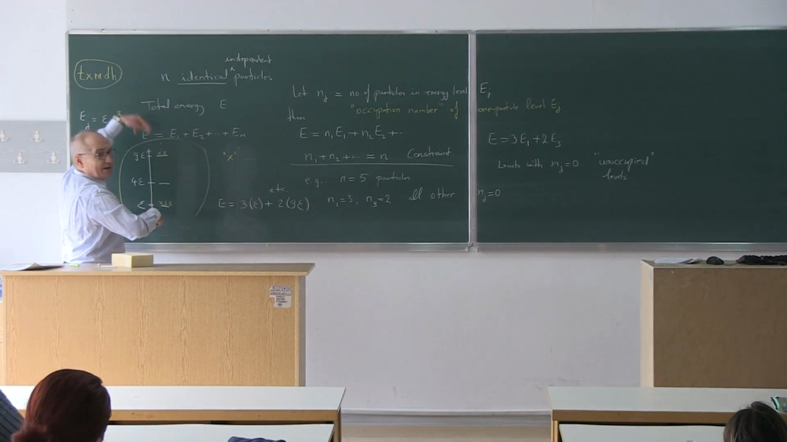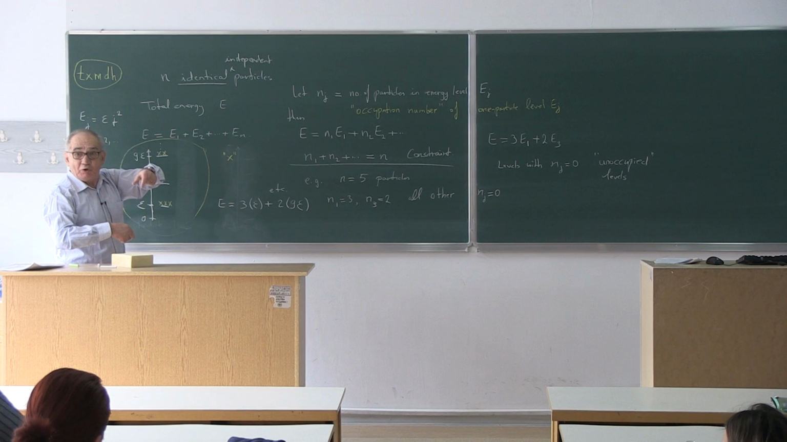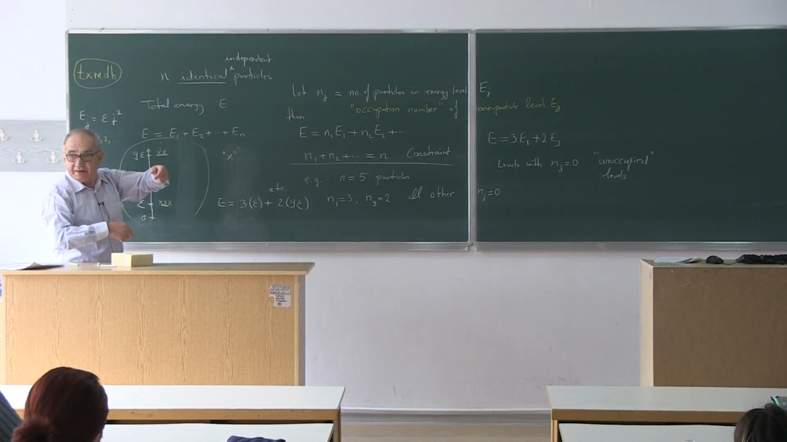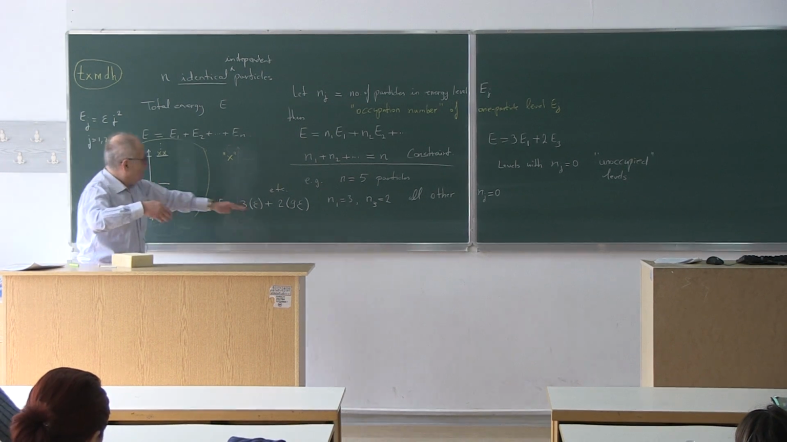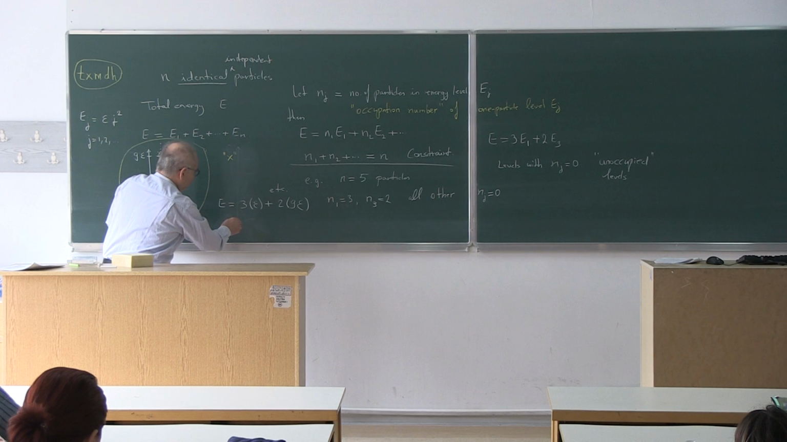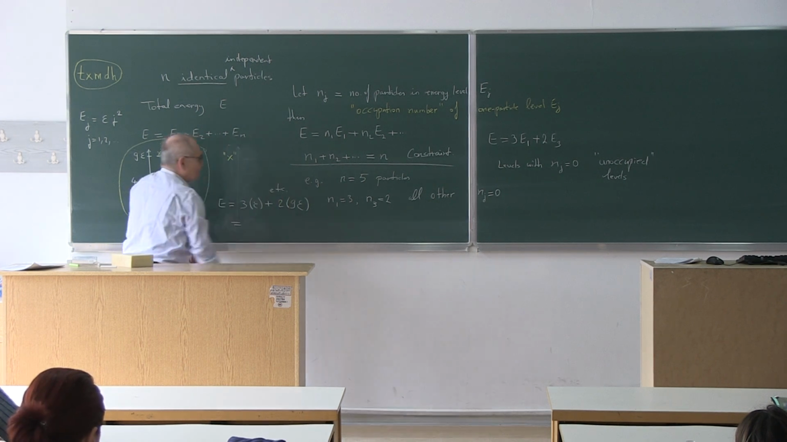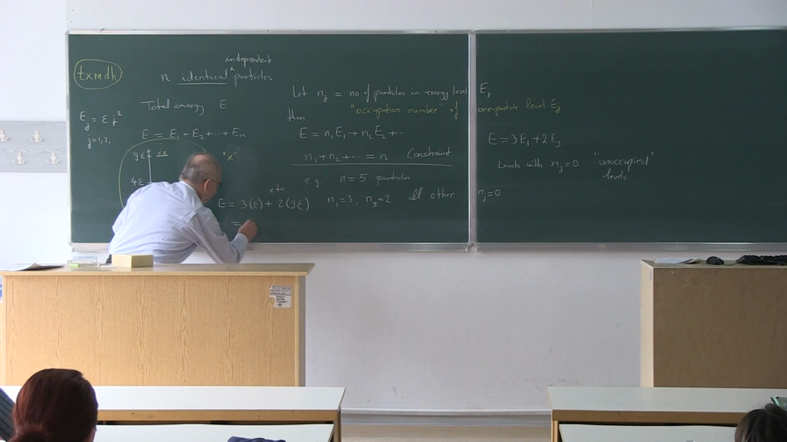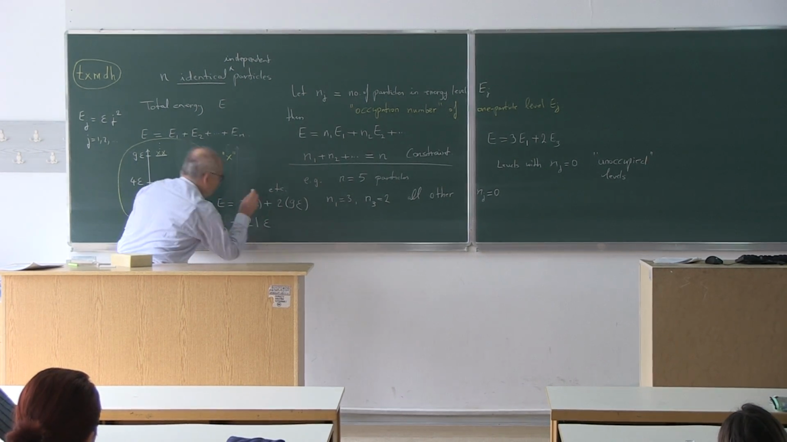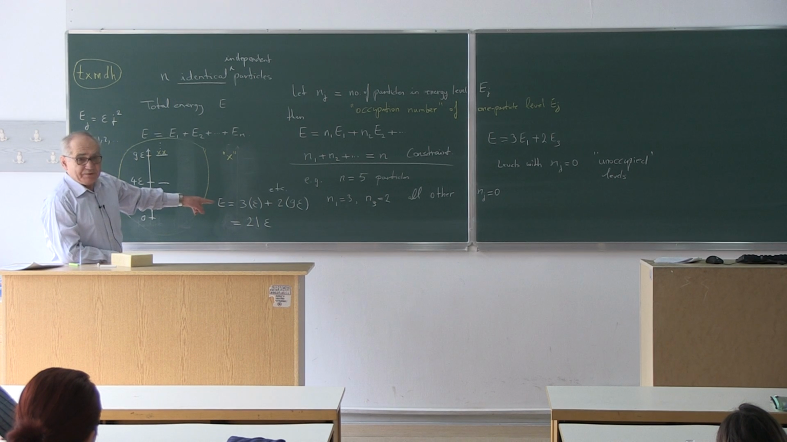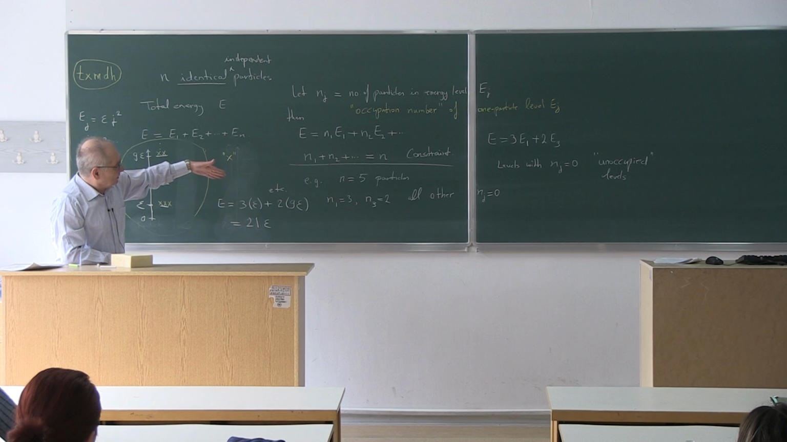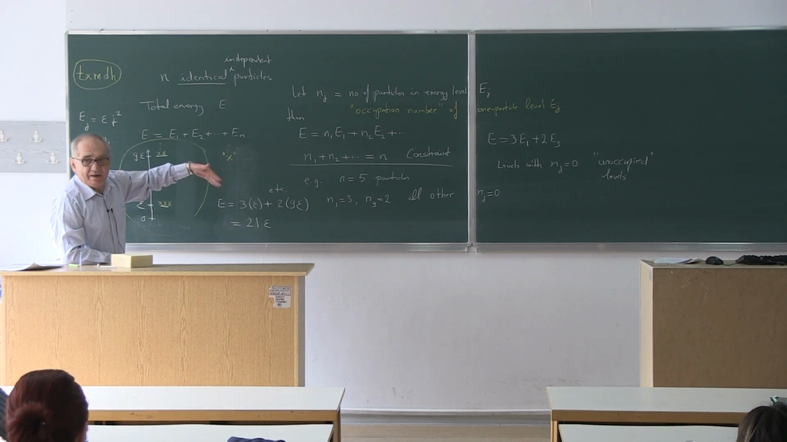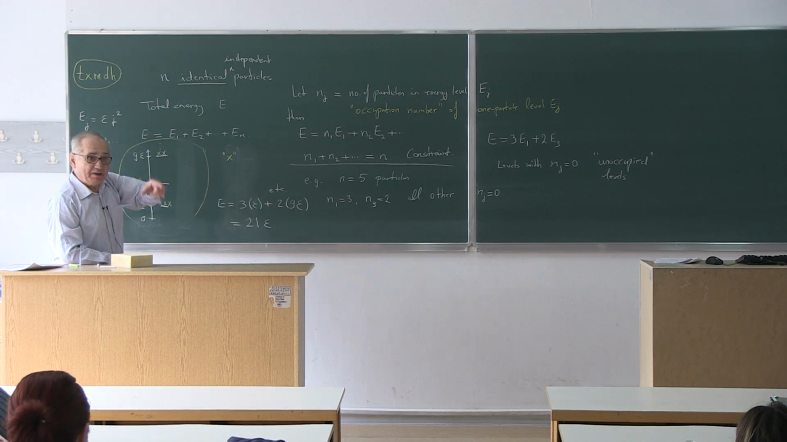Now, the remaining levels are unoccupied, and therefore they do not make any contribution. This is where we stop. Now we add 2 times 9 is 18 plus 3, 21. So 21 Eps is one possible total energy for this 5-particle problem, using the particle in a box model for each particle.